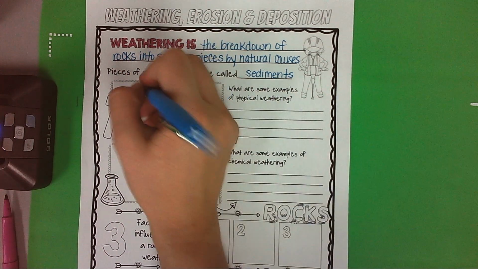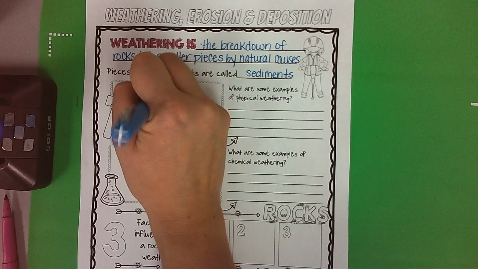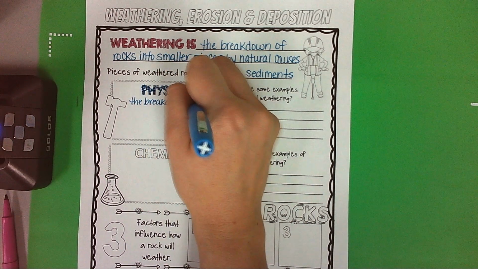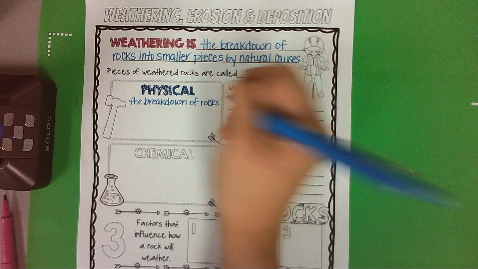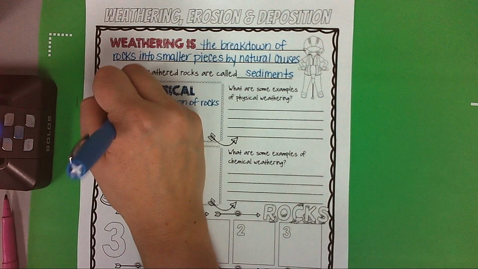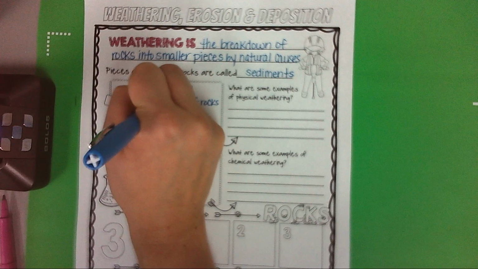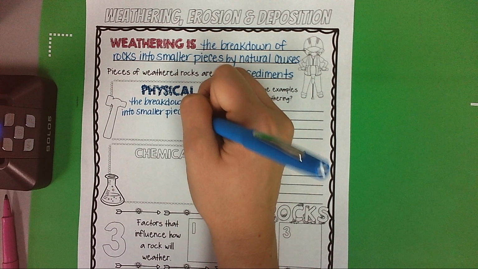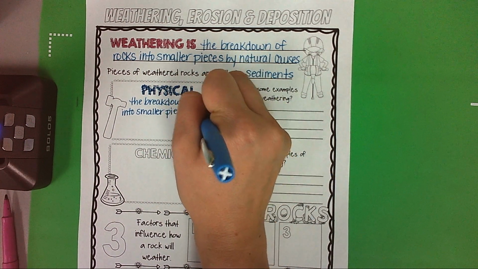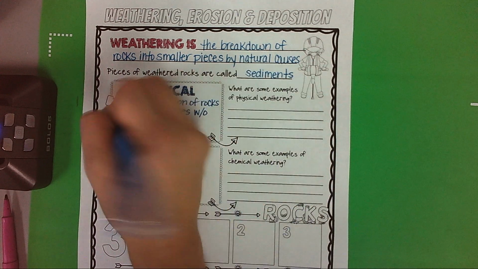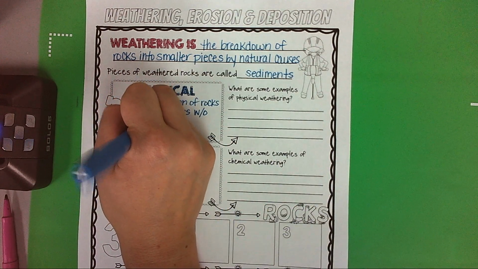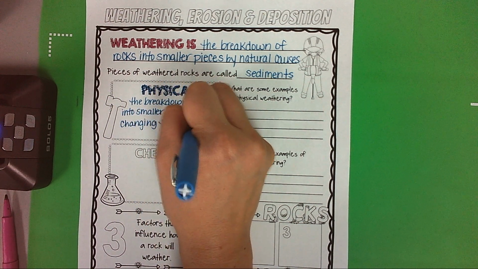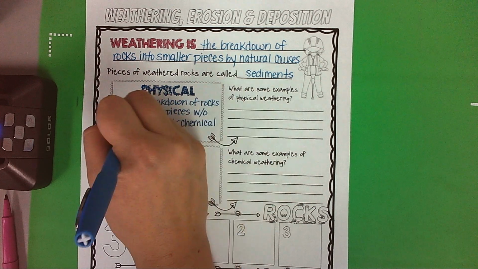Okay, so physical is the breakdown of rocks. The breakdown of rocks into smaller pieces. Remember I before E except after C. Okay, so I'm going to put a slash W slash O for without changing their chemical composition.